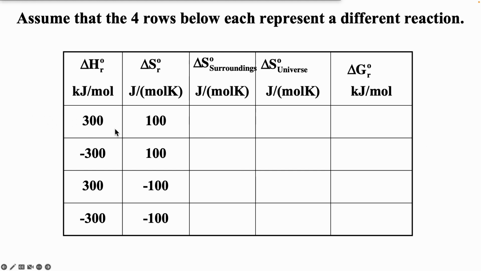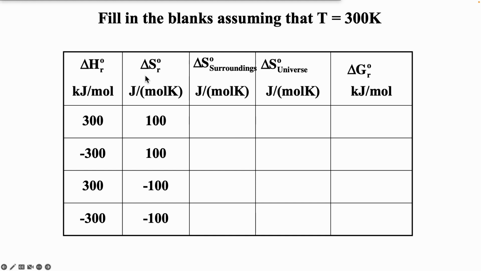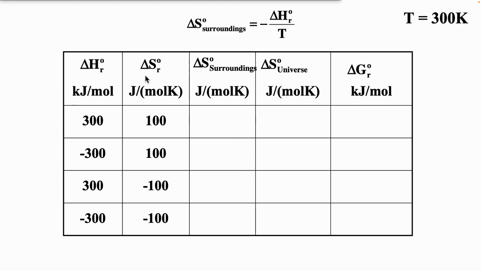So the first row is one reaction, second row is another reaction, a third reaction, and then a fourth reaction. And so we're starting with the delta H and delta S of the system for these 4 reactions. And so the R stands for reaction. That also means system. Now, given our delta H, we can calculate delta S of the surroundings.